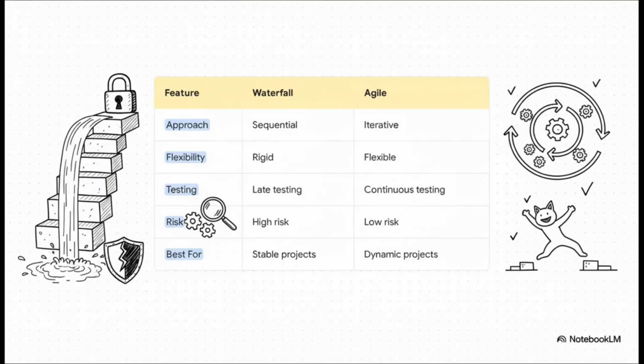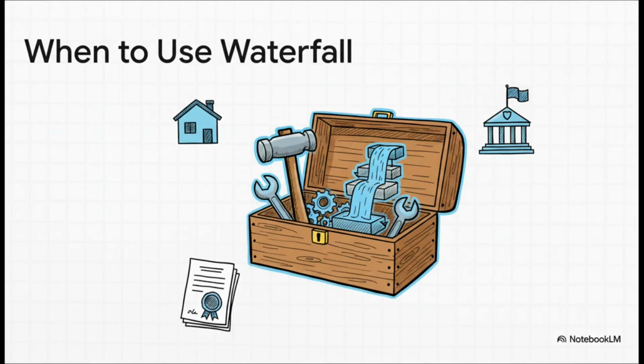I mean, when you put Waterfall and Agile side by side, the difference is just night and day. Waterfall is sequential and rigid. Agile is iterative and flexible. Waterfall waits to do all the testing at the end. Agile tests constantly from the very beginning. This difference makes Waterfall a much, much higher risk for any complex project where you know things are probably going to change. So, is it obsolete?